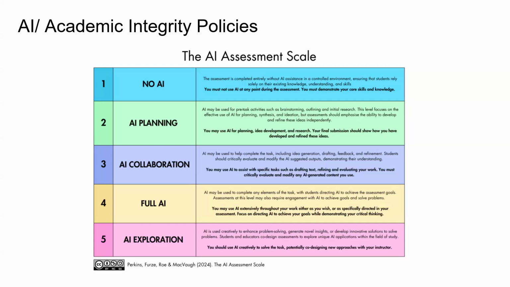I might say that, okay, this assessment right now is a level 2 planning assessment. So you can use AI for planning, idea development, research, any sort of prompting that you need to come up with collaborative ideas, and you're using generative AI in that means. You still have to cite that you've used it. You still have to show me that these are your ideas. You're not copying and pasting, but you can come up with ideas.